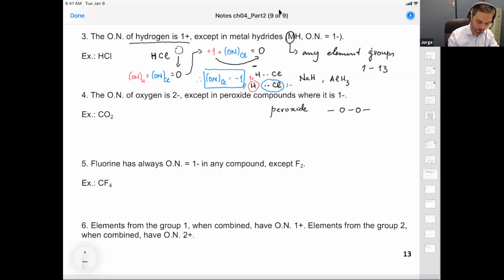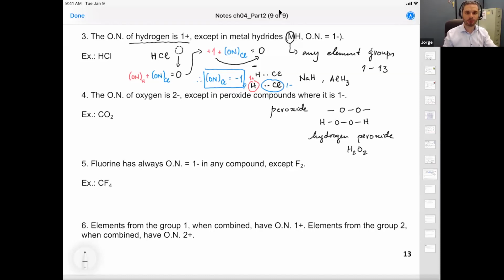One example of a peroxide that everybody knows is HOOH. That's also called hydrogen peroxide, and the formula is H2O2. Okay? And in this case, this is the only case where the oxygen has an oxidation number equal to 1 minus. And I will tell you when you have a peroxide, so you don't need to know at this point. So this is the exception.